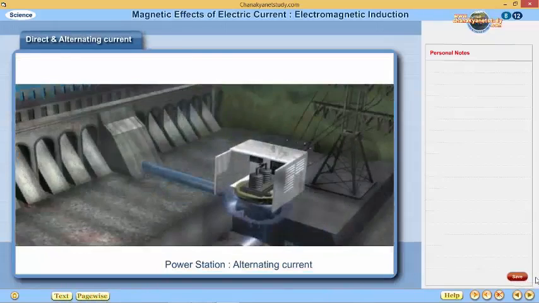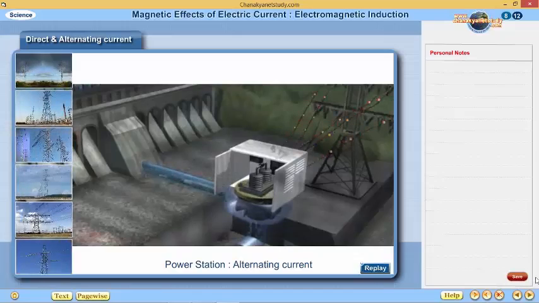Direct and alternating current. There are two types of current, one direct current and two alternating current. Direct current always flows in one direction and alternating current reverses its direction periodically. Most of the power stations produce alternating current. In India, the frequency of AC is about 50 Hz. An important advantage of AC over DC is that electric power can be transmitted over long distances without much loss of energy.